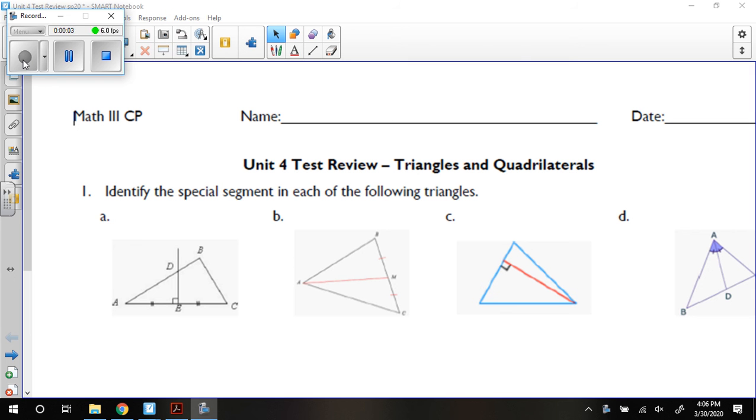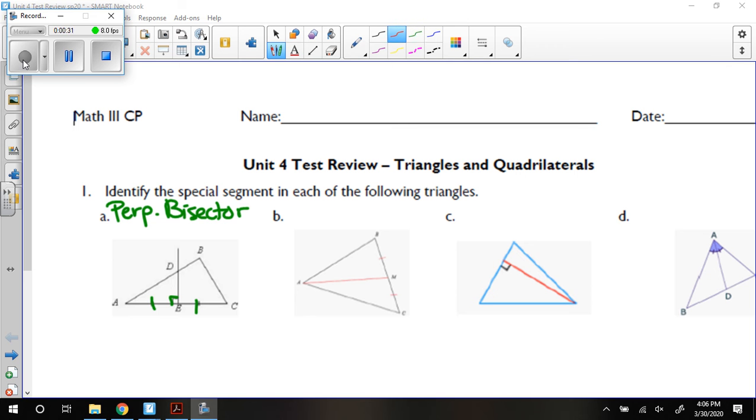Hello everyone, this is going to be our Unit 4 test review. For the first section, all we have to do is identify the special segments that are in the triangle. For part A, if you notice, there is a right angle, and these two sides are marked congruent. So this is a perpendicular bisector.